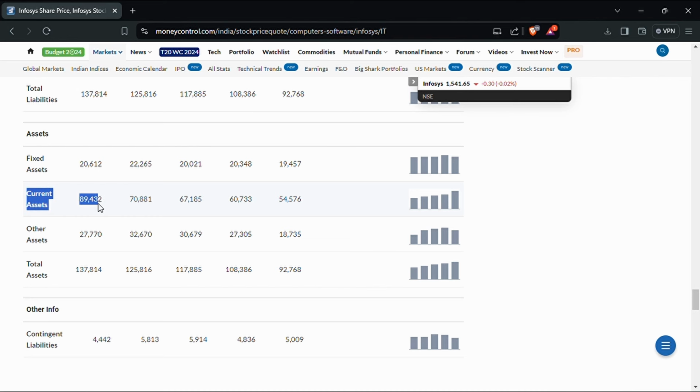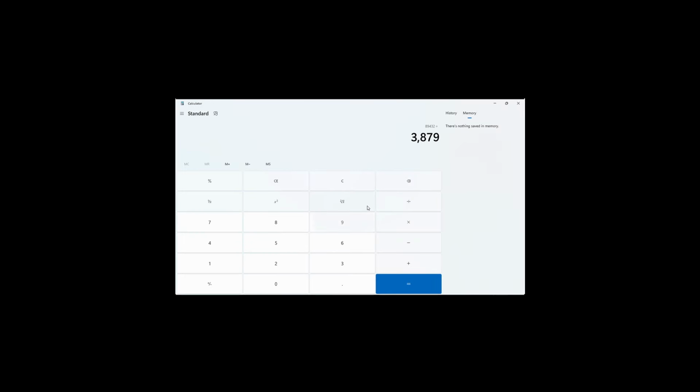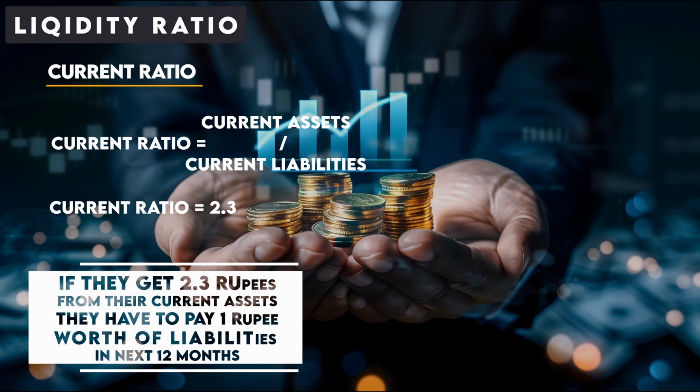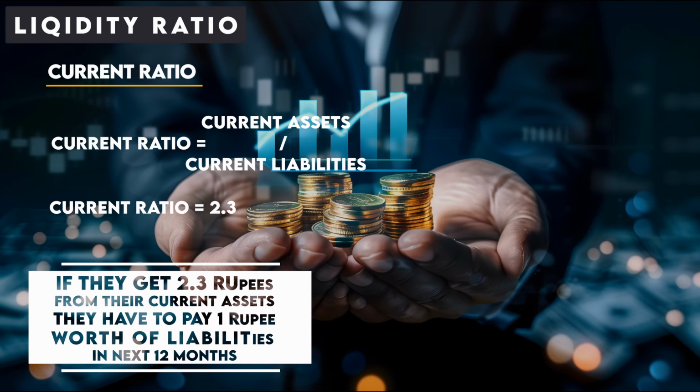Current assets are worth 89,432 crores divided by current liabilities, which are worth 38,794 crores. If we divide them, we will get 2.3. What does this 2.3 mean? It means for every 2.3 rupees of current assets they have, only 1 rupee of current liabilities they have. It means in the next 12 months, if they get 2.3 rupees from their assets, they will only pay 1 rupee worth of liabilities. The financial health of the company is very good, is what this 2.3 is indicating to us.